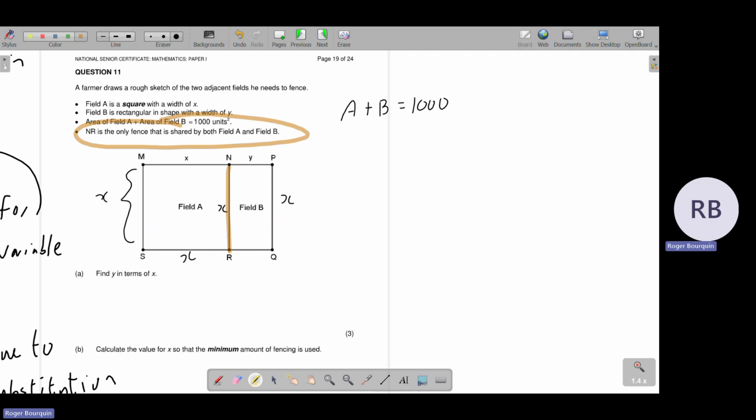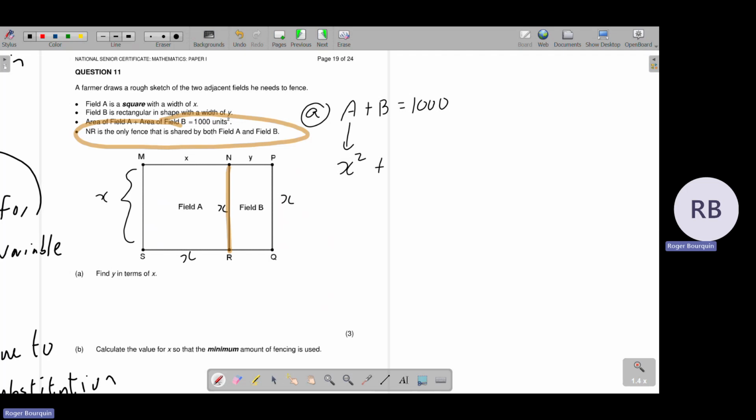So how could we do that? Well, the area of A plus the area of B is equal to 1,000, right? So this is for question A. What's the area of A going to be? The area of A is x squared, right? What's the area of B?